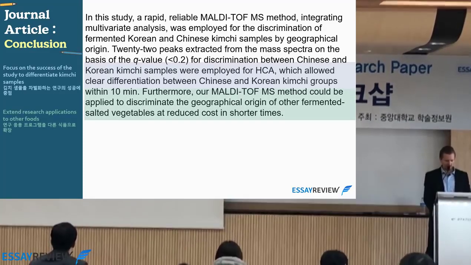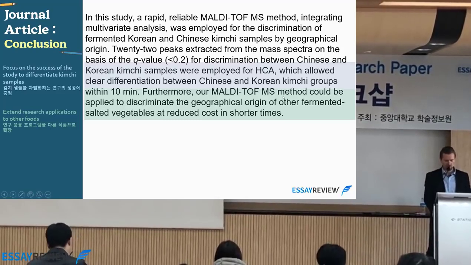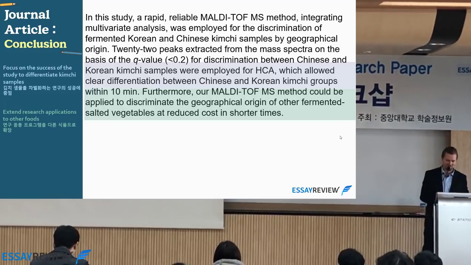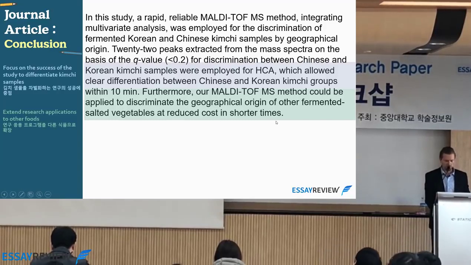And finally, at the very last sentence, they say, our method could be applied to discriminate the origin of other fermented salted vegetables at reduced cost in shorter times. I think the very end of this sentence is a good example of telling your readers why the study is awesome, why it rocks. Because it has a lot of other potential, and it could actually affect the economics. It could allow researchers to find bacteria in certain kimchi, certain cabbage in different locations. Quicker and cheaper.